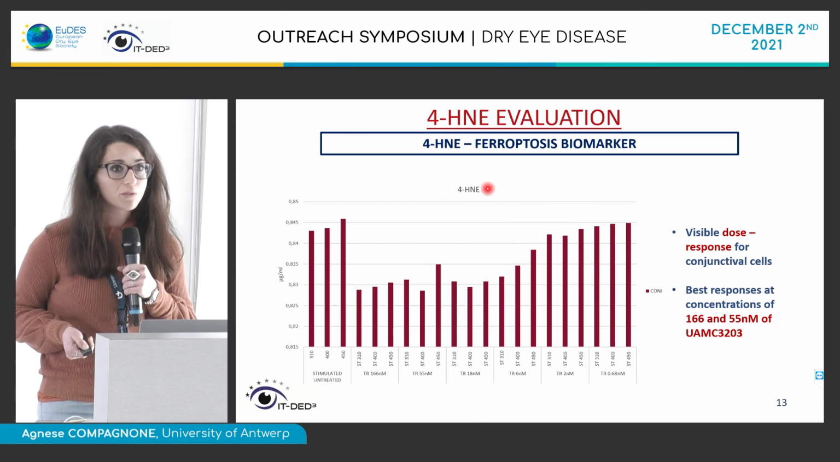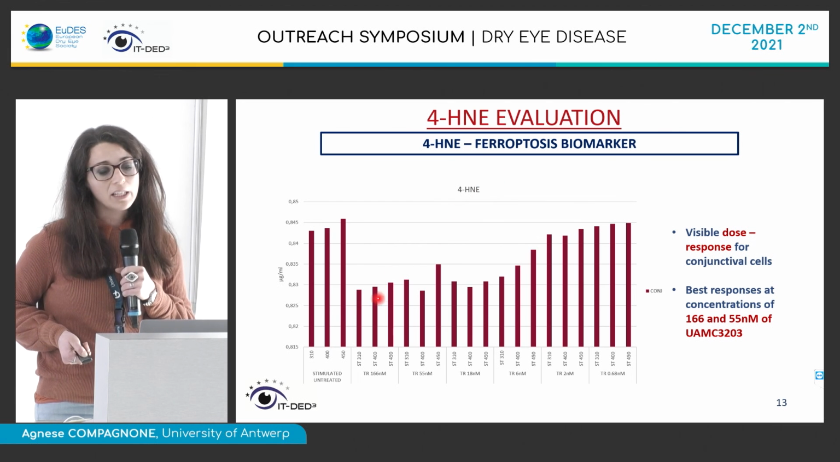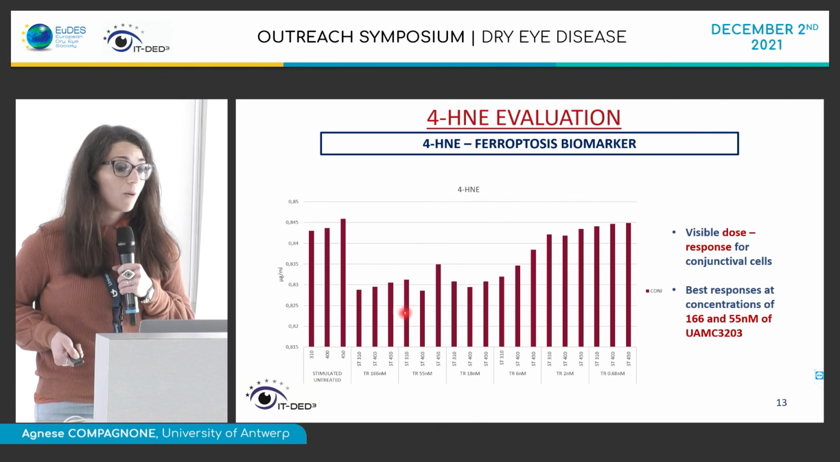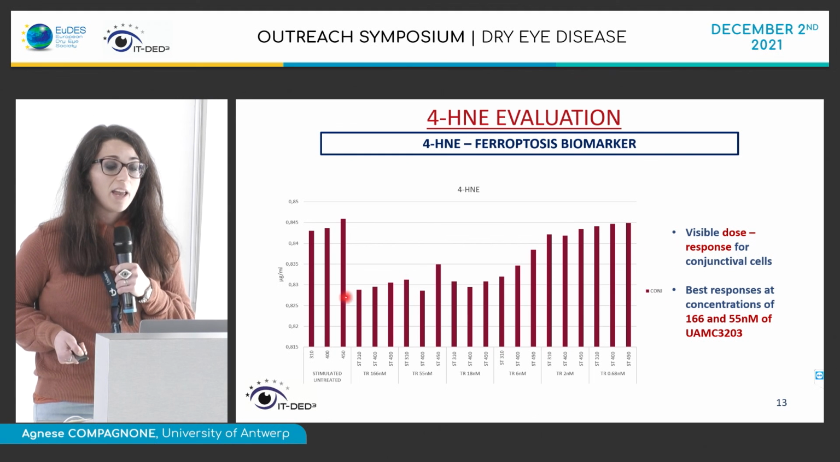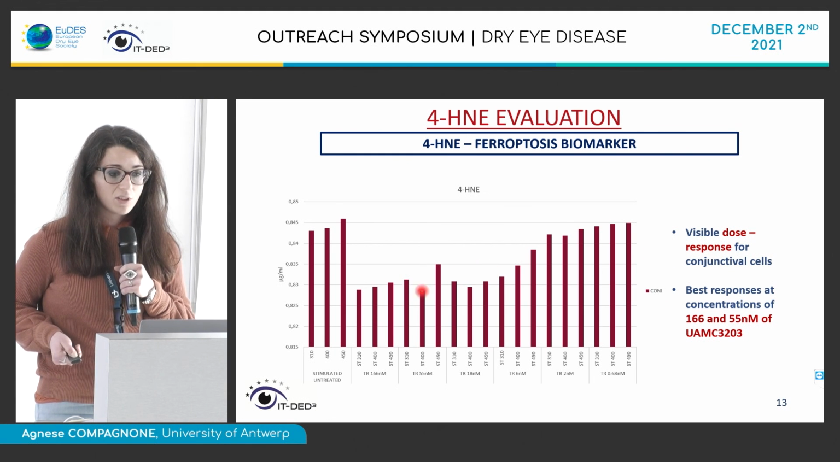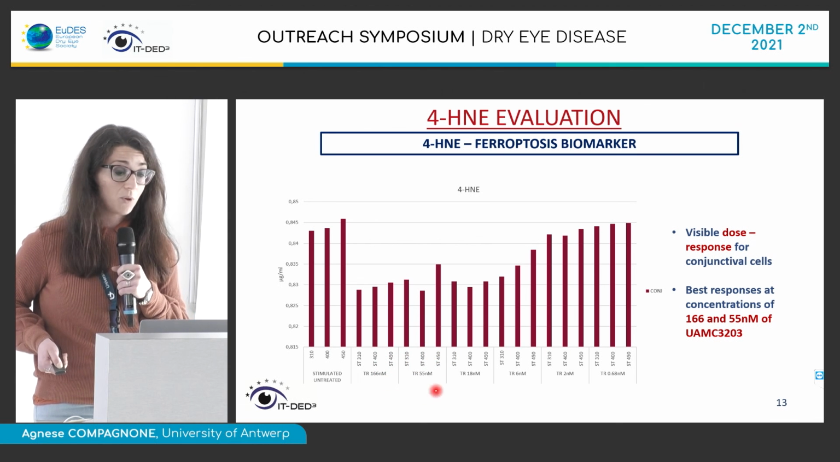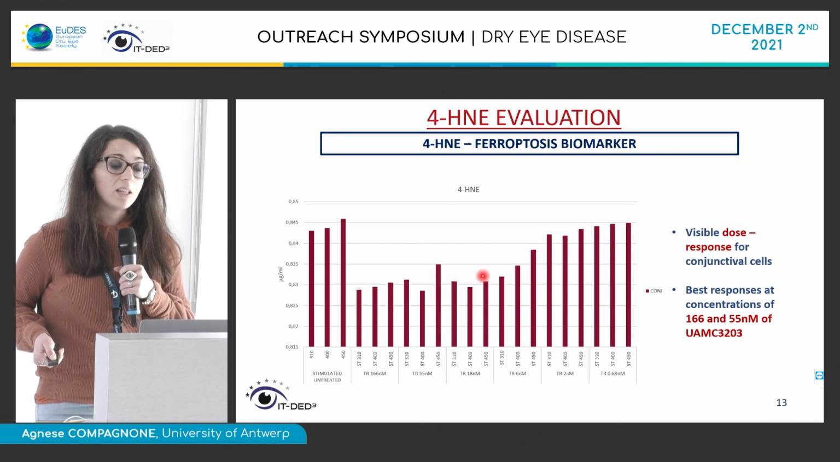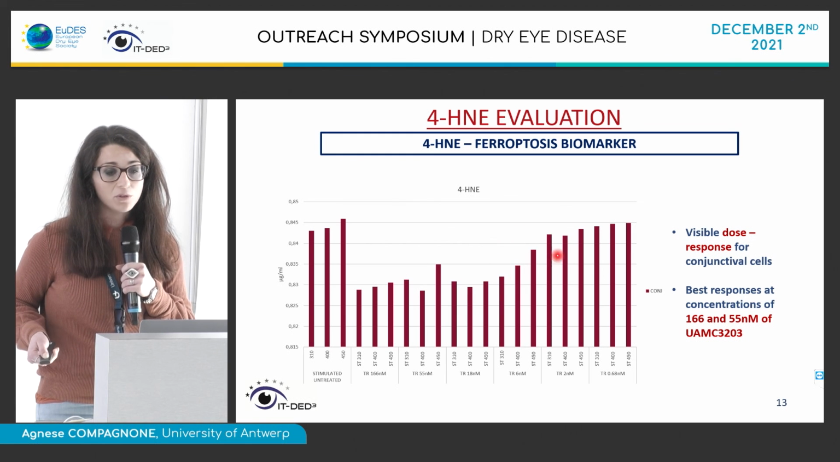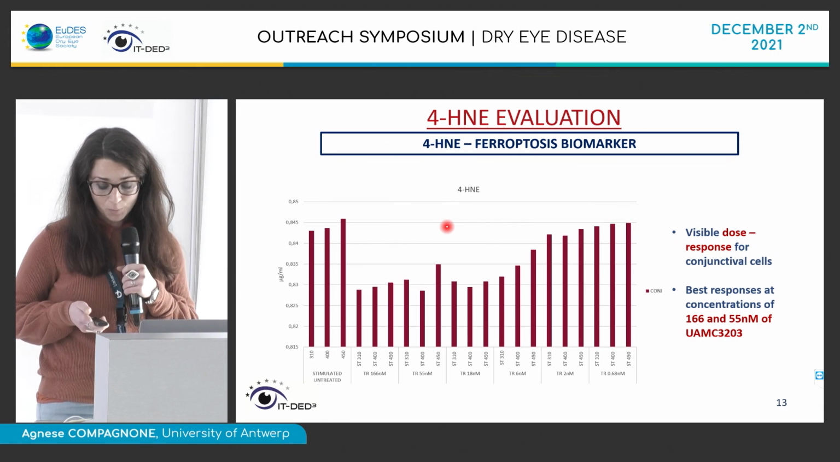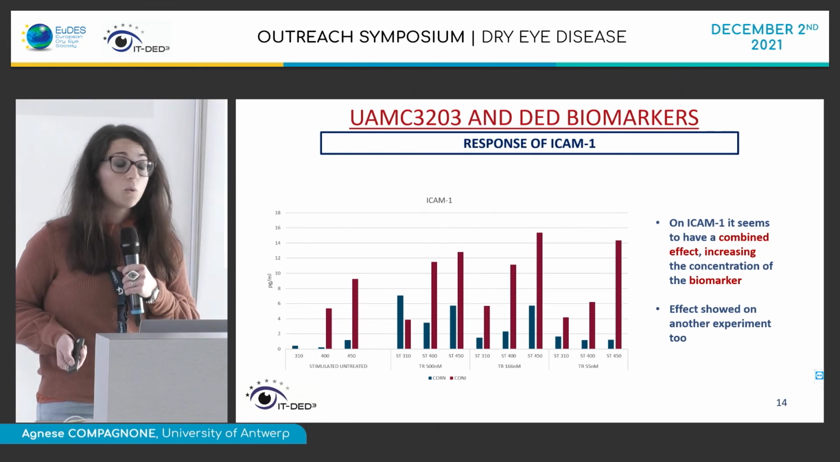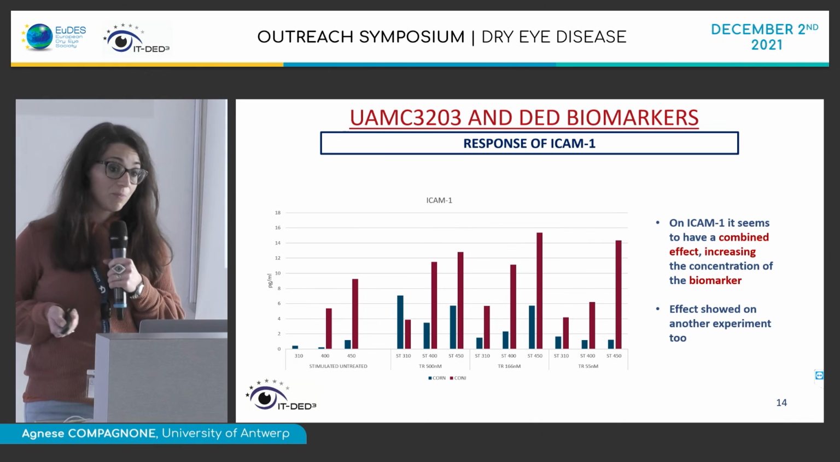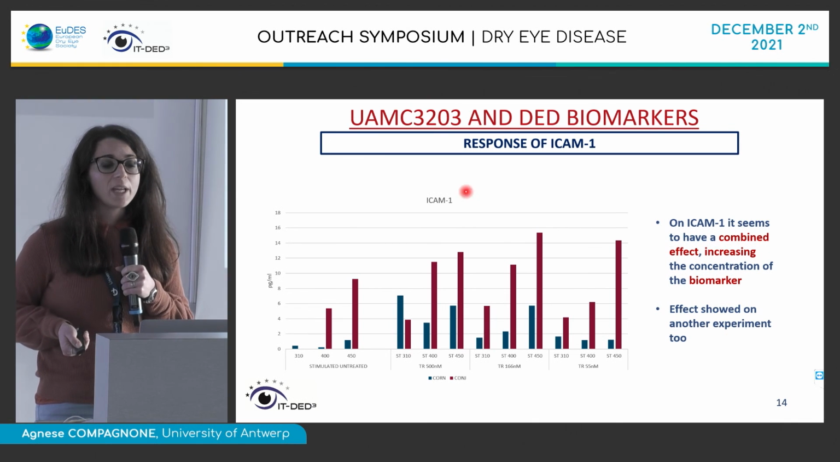And regarding 4-HNE, which is one of the main biomarkers used for ferroptosis, we can clearly see a dose response, mainly for conjunctival cells, and the best responses are at 116 nanomolar and 55 nanomolar. After that, reducing the concentration of the compound, we see an increase of the metabolite of ferroptosis.